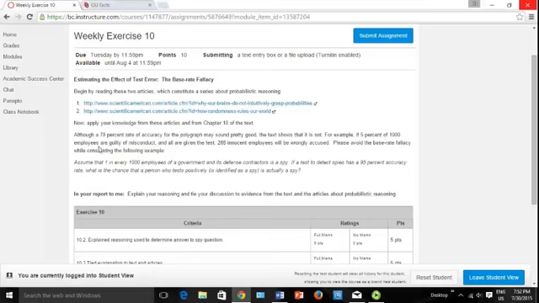So although a 70% rate of accuracy for the polygraph may sound pretty good, the text shows that it's not. For example, if 5% of 1,000 employees are guilty of misconduct and all are given the test, 285 innocent employees will be wrongly accused. Okay, so you're going to avoid the base rate fallacy and you're going to solve this problem.